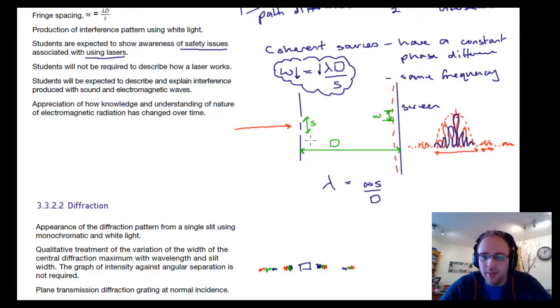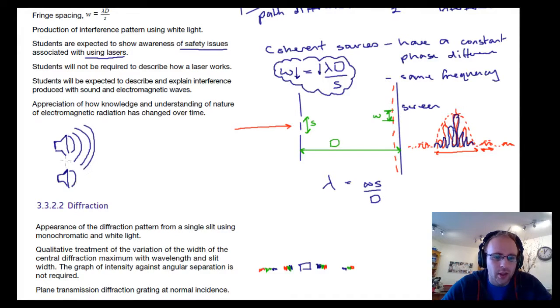We could do the same thing as this if we had two speakers. My two speakers are two coherent sources, and you can see that these add up. If I'm going to the middle, then I get a path difference of 0. So it's going from there to there. It's like an isosceles triangle. These two are the same length.